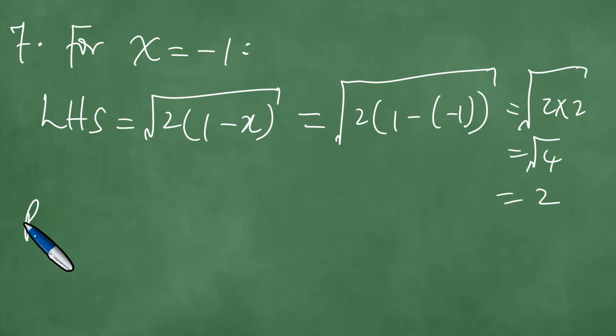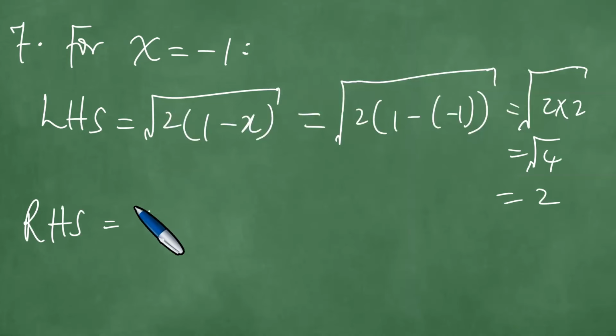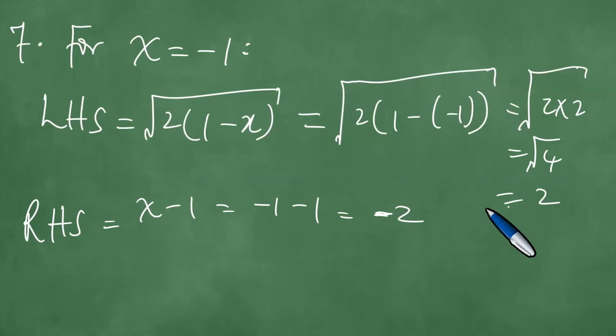And then we focus on the right-hand side. The right-hand side of the equation is x minus 1. That is the expression for the right-hand side. But x is minus 1, and this is minus 2. So what we're clearly getting here is that the left-hand side is 2 and the right-hand side is minus 2.